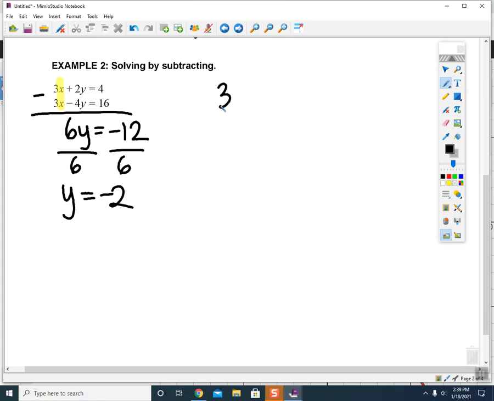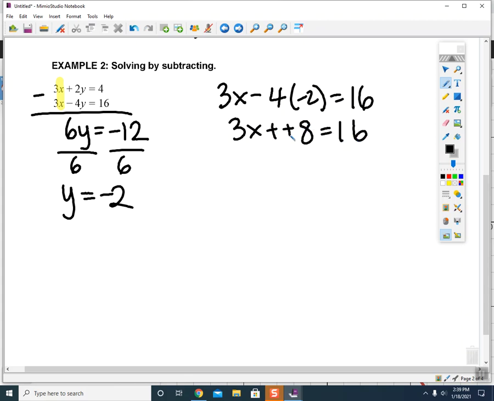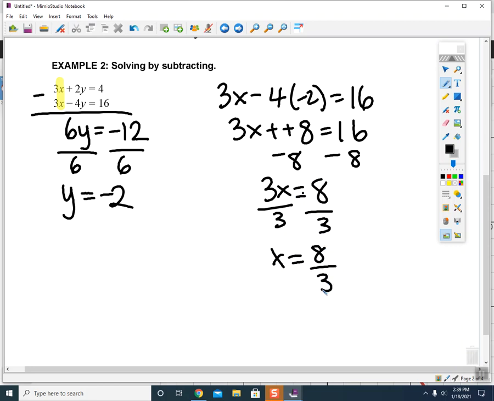So I would have 3x, 3x minus 4 times negative 2 equals 16. So I would have 3x minus negative 8 equals 16. These become positive. So we'll subtract 8 from both sides. Get 3x equals 8. Divide by 3. X equals 8 over 3.